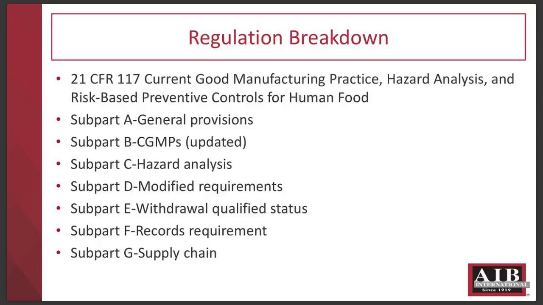Subpart E talks about if I do bad things, what's going to happen to me, meaning that I'd lose my qualified status. Subpart F covers all the records requirements for this rule, so what I have to do and how the records need to look. And then the last part is the supply chain program. So I need to ensure that if I have anything important dealing with food safety that my supplier is going to control, I need to include that within my food safety program.